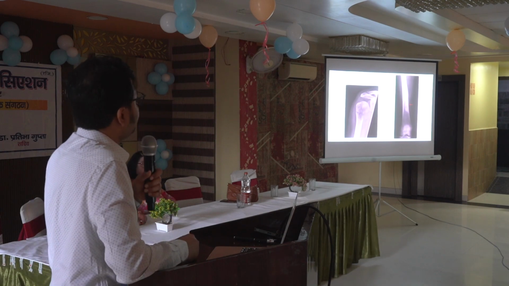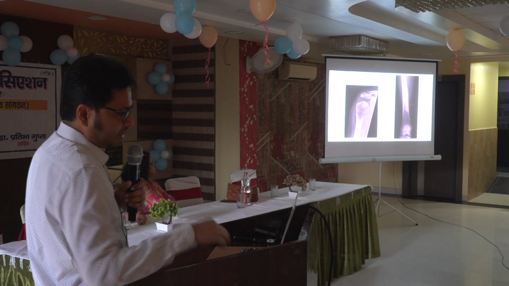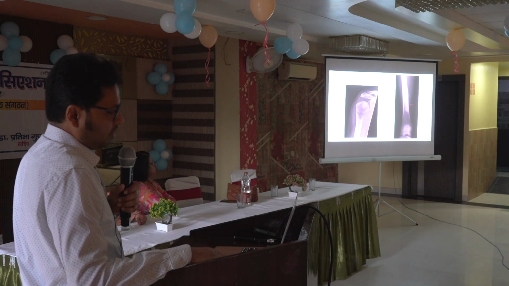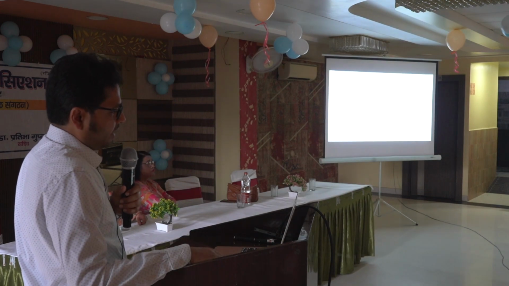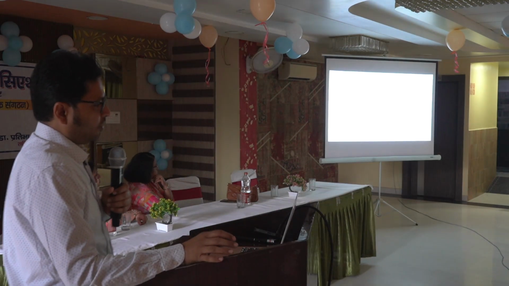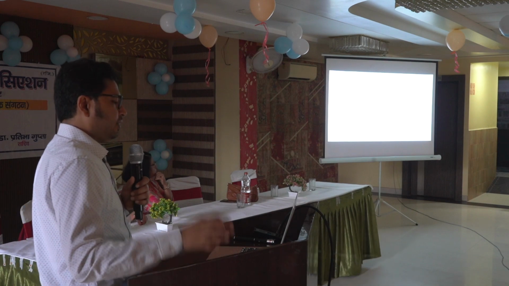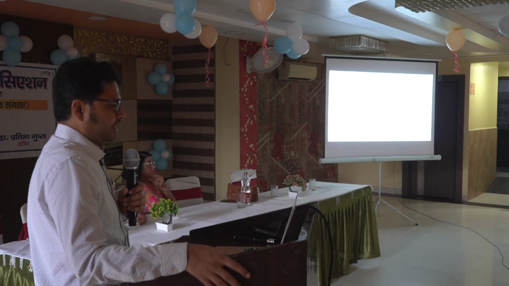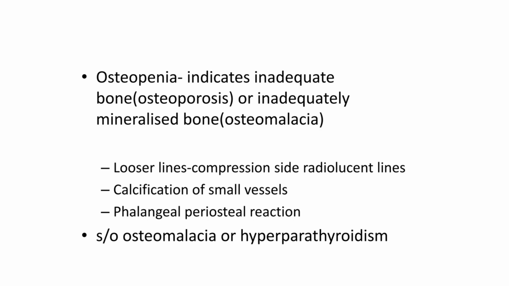And at the right side you see a femur. There is a lot of periosteal reaction, and this is also not a normal fracture. And osteopenia indicates inadequate bone, and inadequately mineralized bone is osteomalacia. In osteoporosis, the bone quantity is inadequate, and in osteomalacia, the mineralization of the bone is poor.